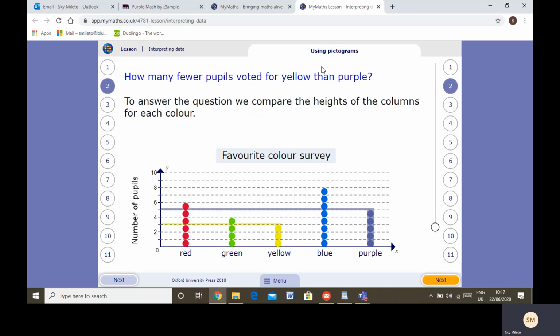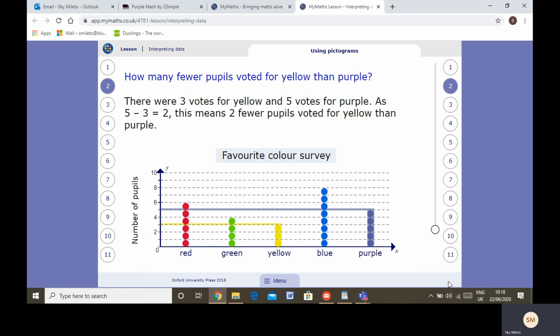How many fewer pupils voted for yellow than purple? So we can see that 5 people voted for purple, 3 voted for yellow. Now it's still a subtraction because we want to know how many less voted for yellow, and therefore we get 2.